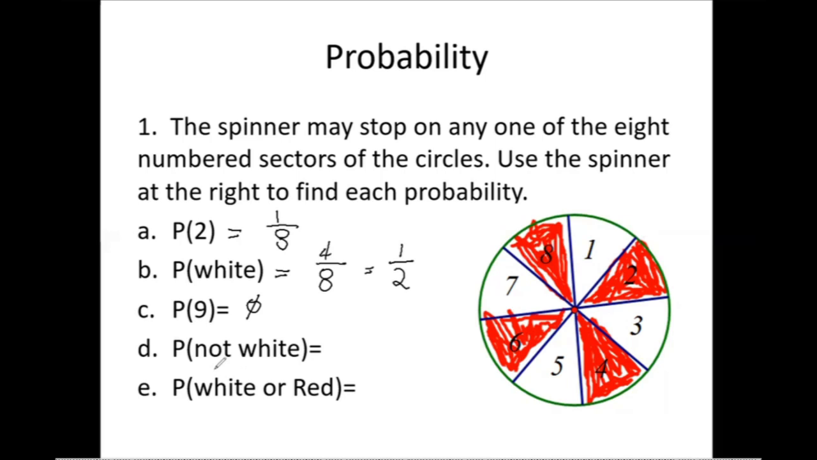Then, the probability of not white. Siyempre, ang not white ay itong mga red shaded, at iyon ay 4 din. So, kaya magiging favorable is 4 out of 8, or pwede rin naman natin gawing 1/2. Then, probability ng white or red. Siyempre, 4 sa white, 4 din sa red. In total, meron kang 8 over 8 or equal to 1. Okay?